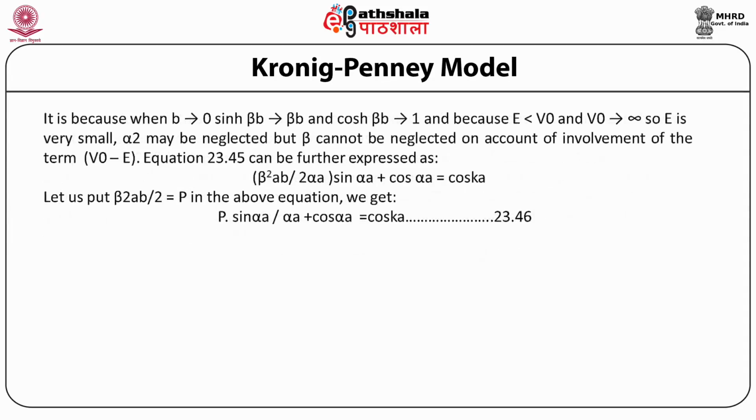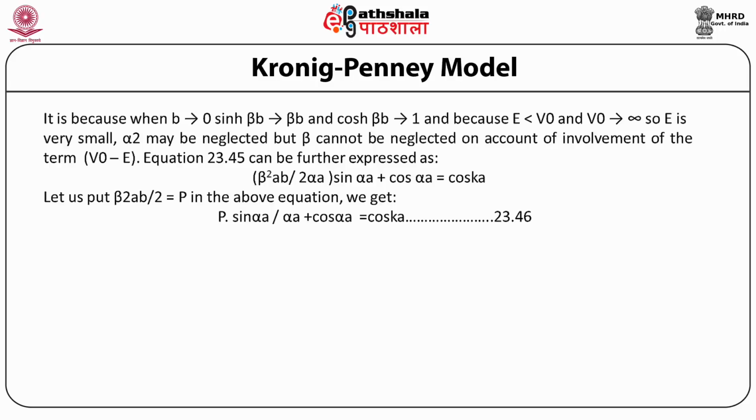It is because when b tends to 0, sin beta b tends to beta b and cos beta b tends to 1. And because E is less than V0 and V0 tends to infinity, so E is very small. Alpha square may be neglected, but beta cannot be neglected on account of involvement of the term V0 minus E. Equation 23.45 can be further expressed as (beta square ab upon twice alpha a) into sin alpha a plus cos alpha a is equal to cos ka.